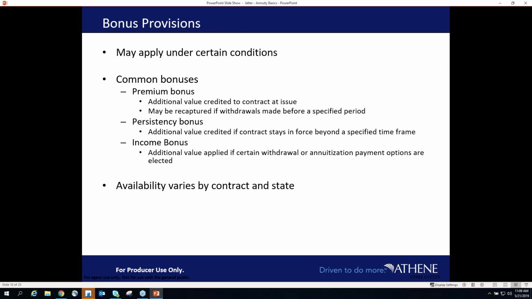They may apply under certain conditions. Common bonuses are going to be a premium bonus, where an additional value is credited to the contract at issue. So sometimes you'll see a 5, 6, 7% premium bonus right up front. Persistency bonus: sometimes you'll see additional value credited if the contract stays in force beyond a specified time frame. And also income account bonuses, so additional value can be applied to certain withdrawal or annuitization payment options if they are elected. So we do have contracts where we'll give the clients a bonus on premiums as well as the income account value. That can certainly vary by contract and by state.